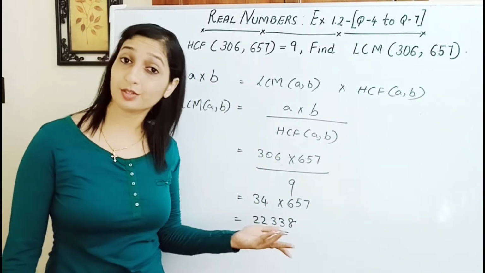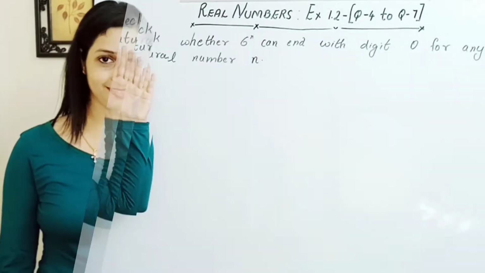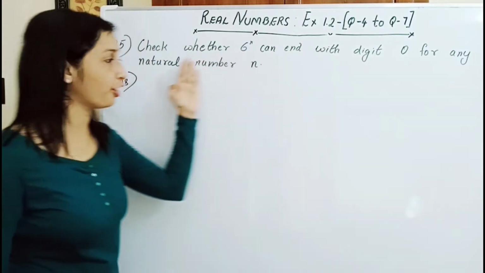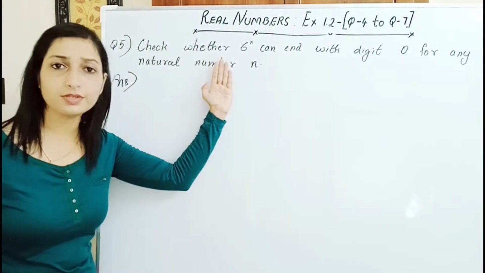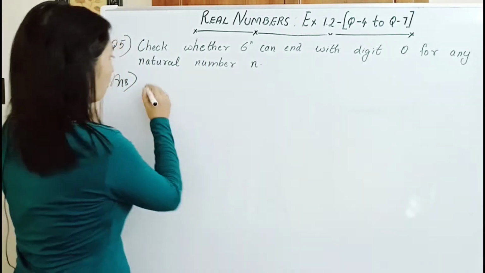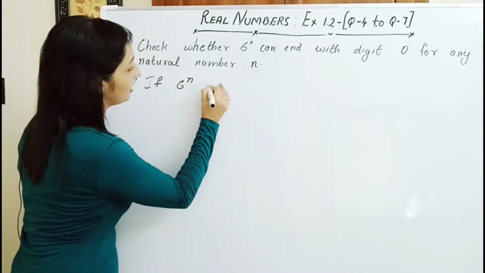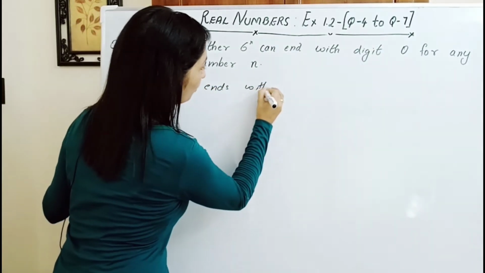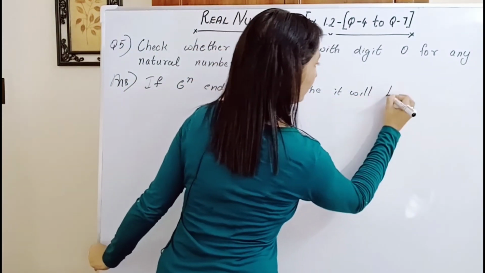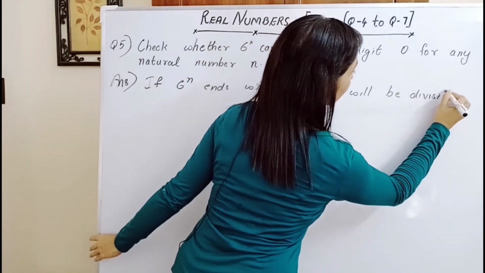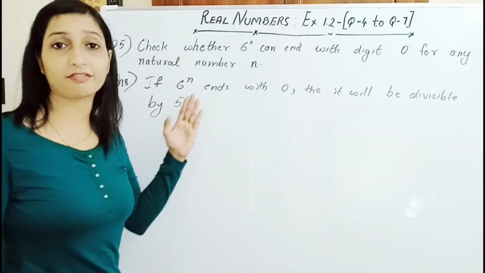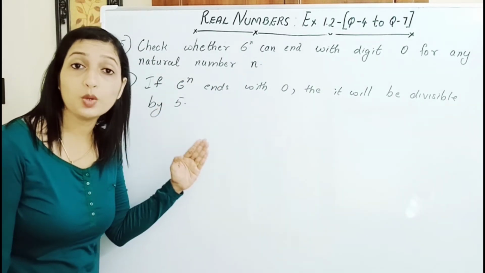Now let's move on to our next question, which is question number 5. Now this is our fifth question. To check whether 6 raised to n can end with the digit 0 for any natural number n. So for the number 6 raised to n to end with 0, surely it should be divisible by 5. So if 6 raised to n ends with 0, then it will be divisible by 5.